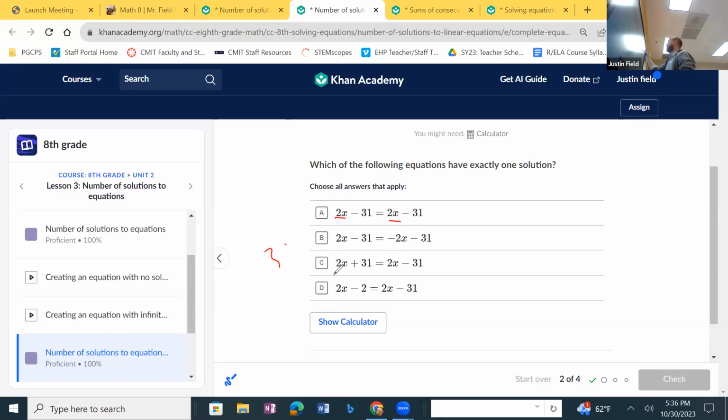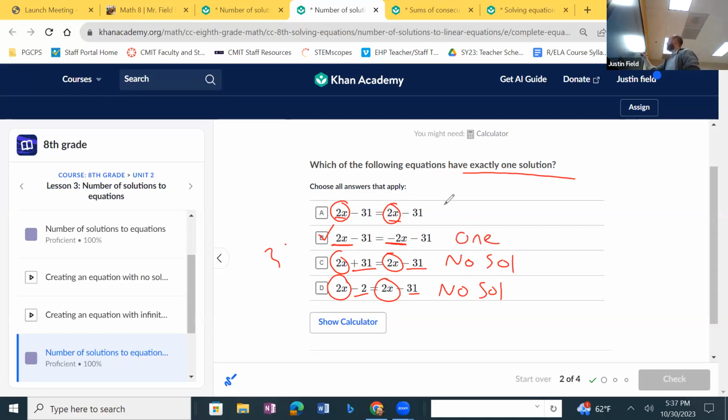Okay, so which of the following have one solution? That's when the variable coefficients are different. So this one, the variable coefficients are not the same, they're opposites. In all the rest, the variable coefficients are exactly the same. So they have either infinite or no solution. This one would be no solutions because those constants are different. This one would be no solutions because these constants are different. This one is one solution. And this one would be infinite.